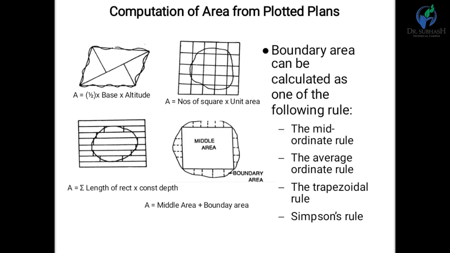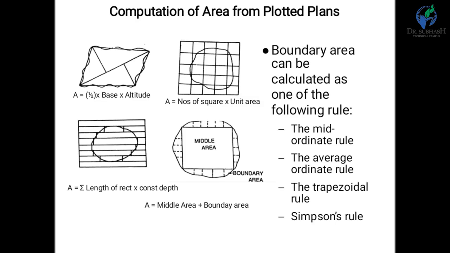Now the next topic is the computation of areas from plotted plans. How can we compute the areas from the plotted plans? We can use a rectangular grid. We can divide it into lines. We can divide it into a number of triangles. We can convert the uneven boundary areas into a larger square and other remaining areas.